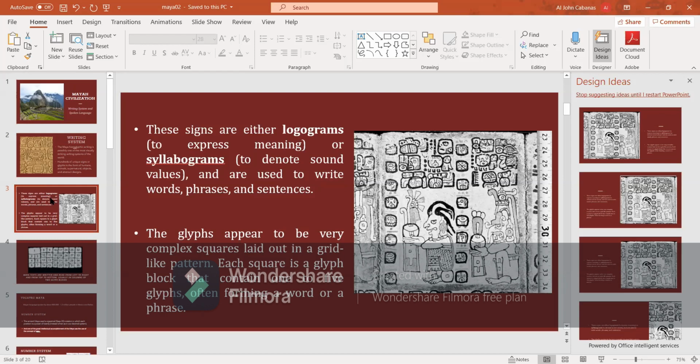At yung glyphs naman, sobrang complex niya. Pag titingnan natin ngayon, kita natin isang simpleng square lang, di ba? And then grid-like pattern. Each square is a glyph block containing 1 to 5 glyphs, often forming a word or a phrase. Using those blocks, makikita natin ang iba't ibang messages ng Mayan civilization.